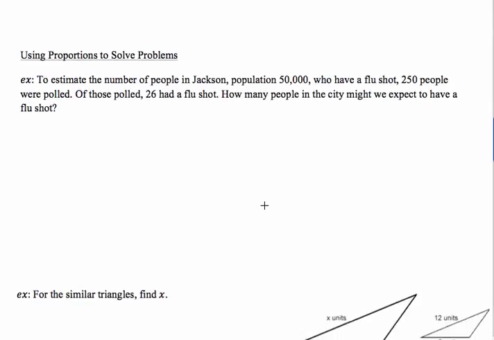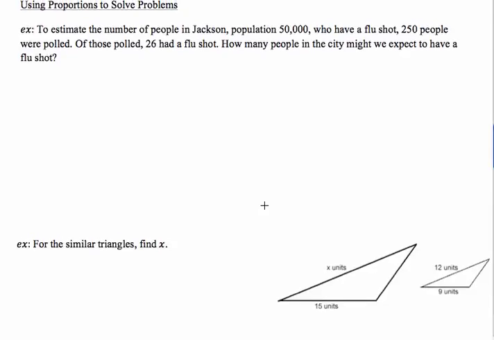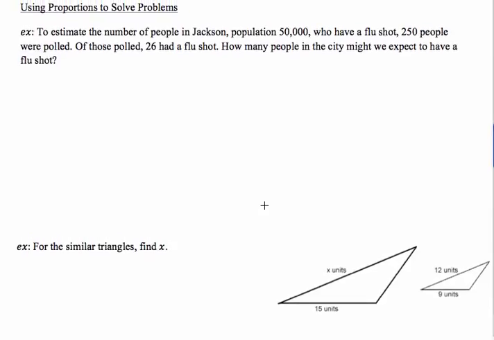Okay, so now that you've got the basics down, let's start solving some applied problems. Okay, for example, to estimate the number of people in Jackson, which has approximately a population of 50,000, who have had a flu shot, 250 people were polled. Of those polled, 26 of them had a flu shot.